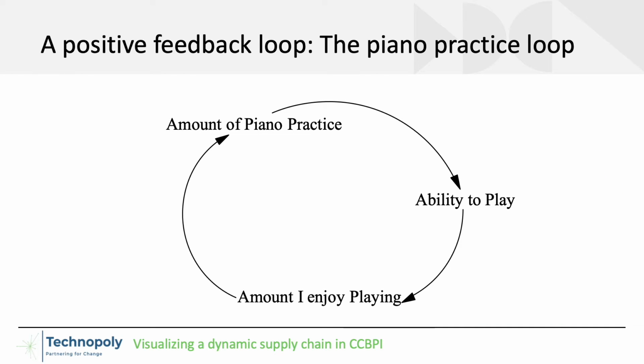An example of a positive feedback loop is what we call a piano practice loop. Imagine that you're going to play a piano and you want to be better. When we try to describe this kind of behavior, we start by looking at the loop in front of us and focus on the amount of practice that you put in. The more practice you have, the better your ability to play. The better your ability to play, the more you enjoy it, and the more you enjoy it, the more you would be happy to practice the piano.